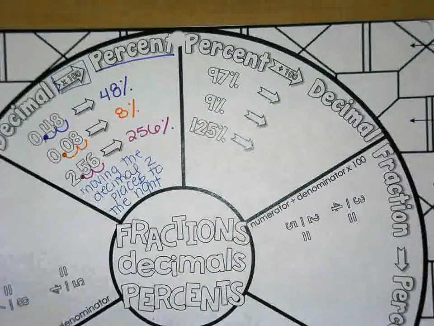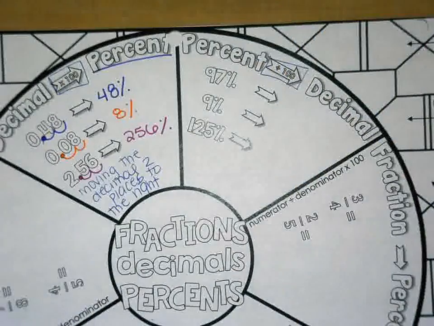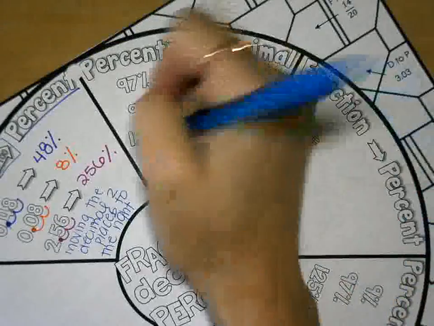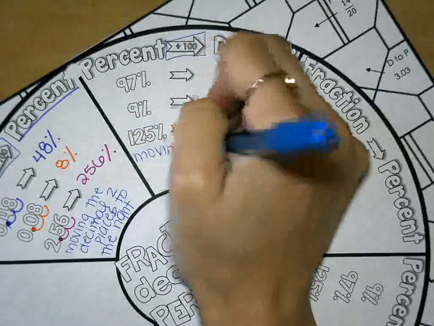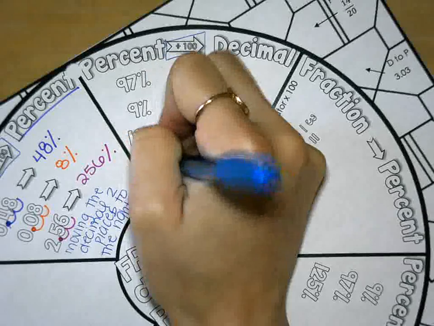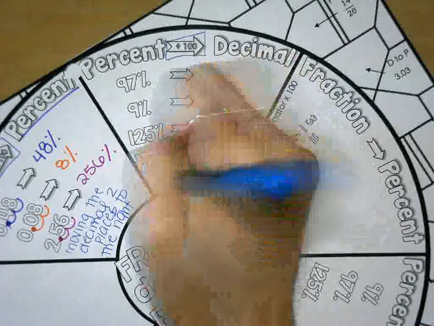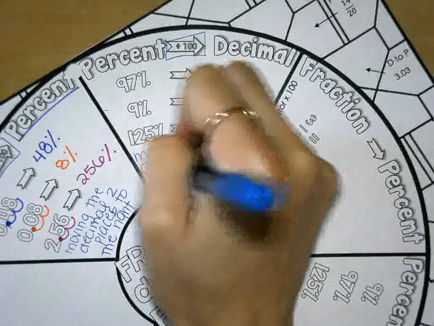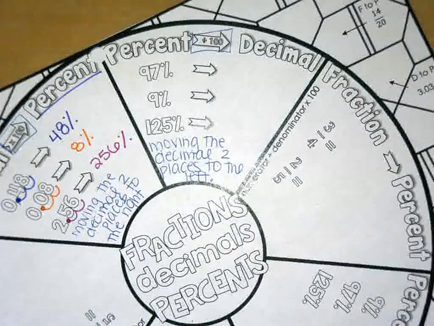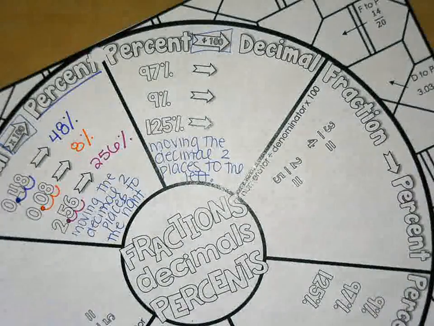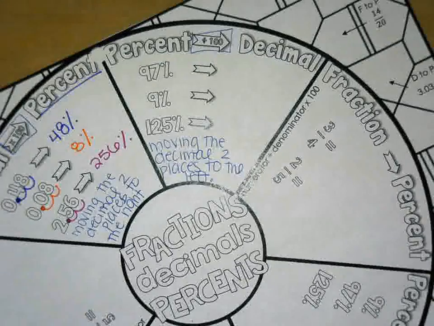Percent to decimal is the opposite. Instead of multiplying by 100, you divide by 100, which means that you will be moving the decimal two places to the left. Essentially, you are reversing what we just did. You are moving that decimal back into the equation.